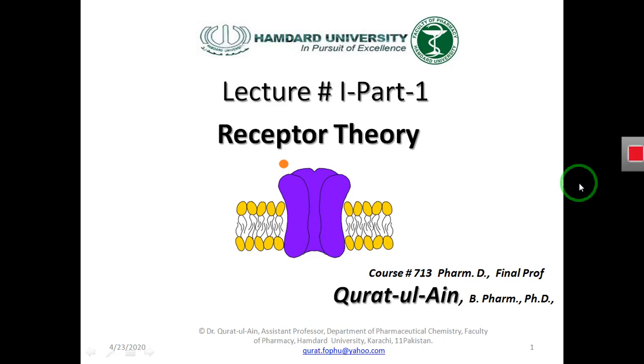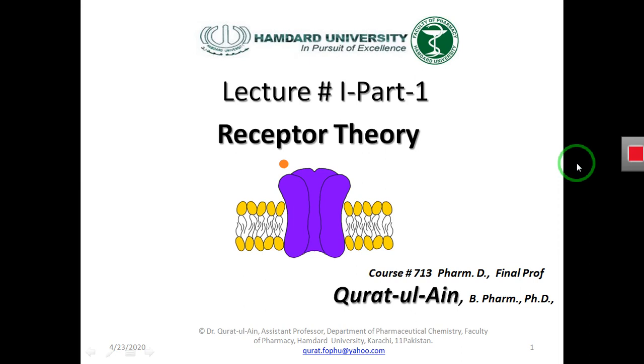Today we are going to start the first part of our course 713, which is about the introduction of medicinal chemistry. In this part we are going to start our first topic, that is receptor theory. So in this lecture 1, part 1, we will study receptor theory. As the name of this topic indicates, this topic is about receptors, where we have to study different theories of receptor.